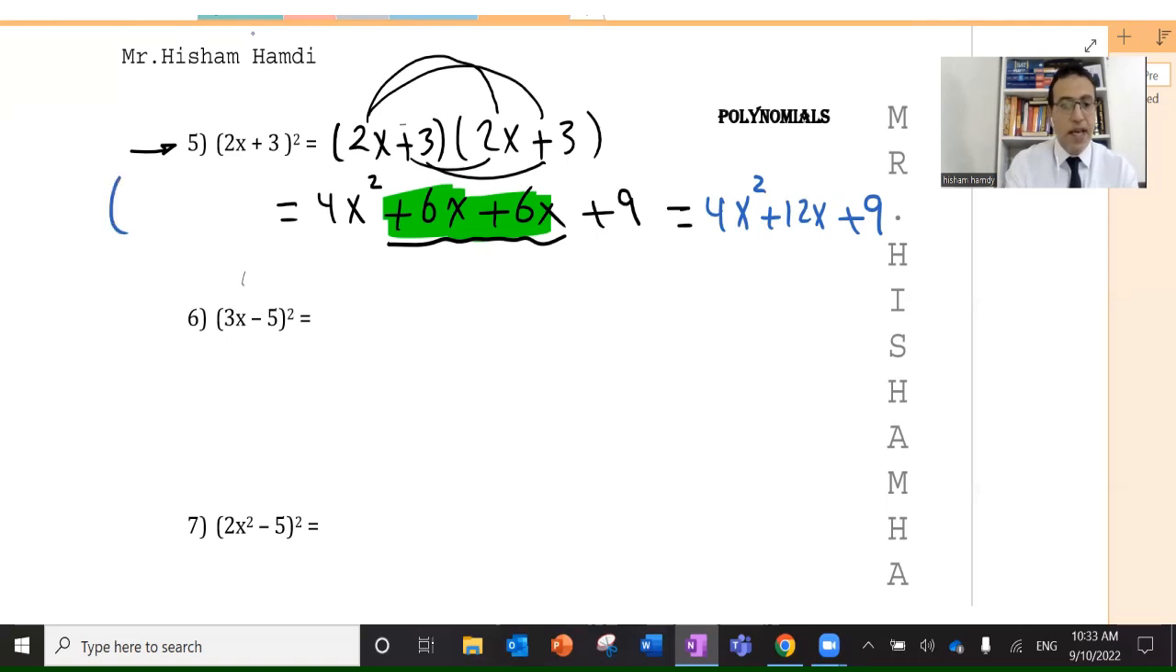Notice that any bracket to the power of 2 should give 3 terms. Now, I'm going to pause the video for 2 minutes, and you try to solve question 6 and question 7.